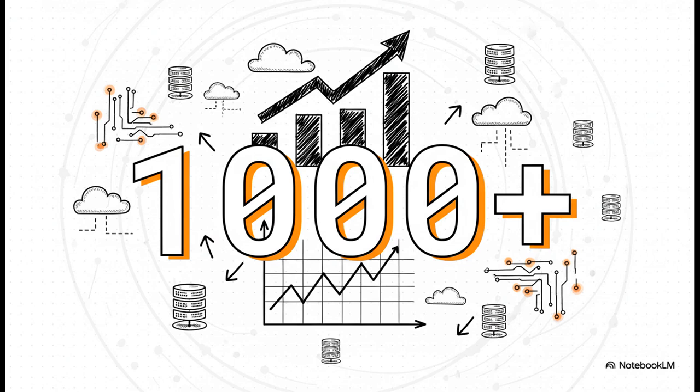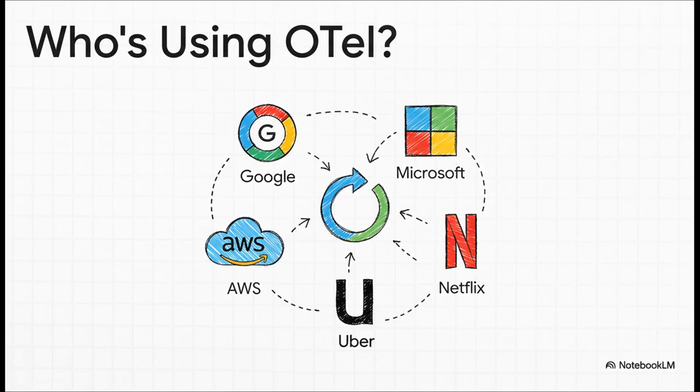And this isn't just some theory or a cool idea. We're talking about more than 1,000 companies that are already using OpenTelemetry right now, today. The adoption has been massive, and it's just getting bigger. And just look at who's on board. We're talking about the biggest names in the business: Google, Microsoft, AWS, Netflix, Uber. These guys aren't just using it, they're actively building and contributing to the project. This is the entire industry saying, yes, we need a common standard.